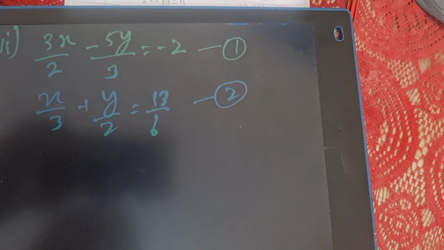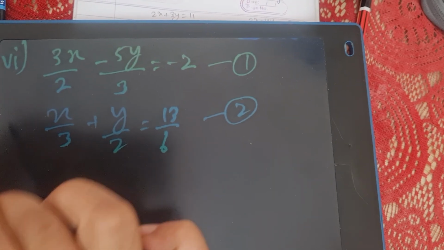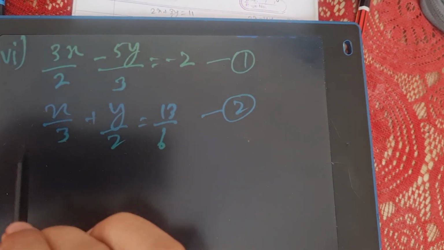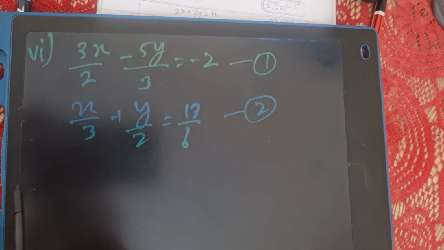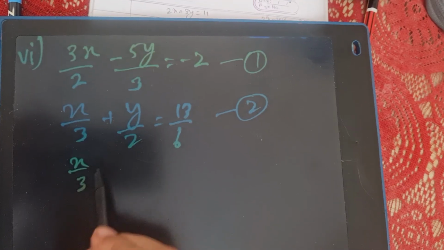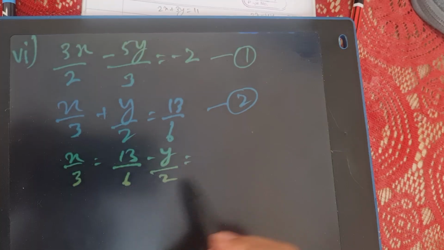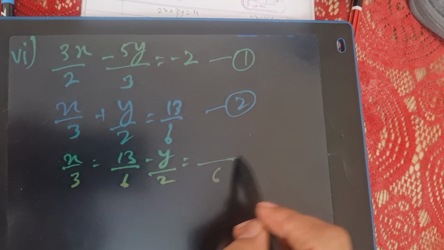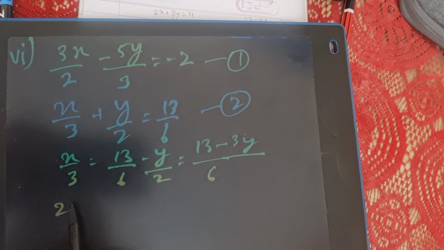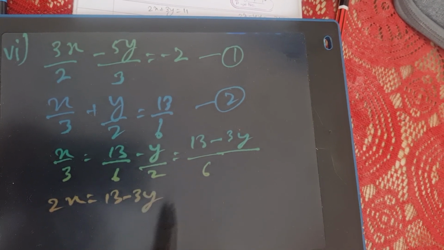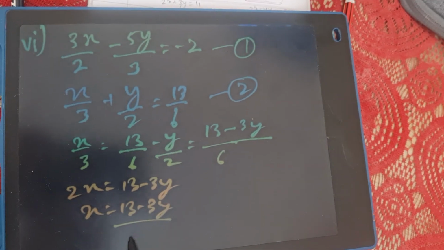Now let's take the value of x. Since we have to use the substitution method, we will take the value of x from equation 2 because it is easier. So x by 3 is equal to 13 by 6 minus y by 2. We can make the denominator common, 6. So 2x is equal to 13 minus 3y. So x is equal to (13 minus 3y) divided by 2.